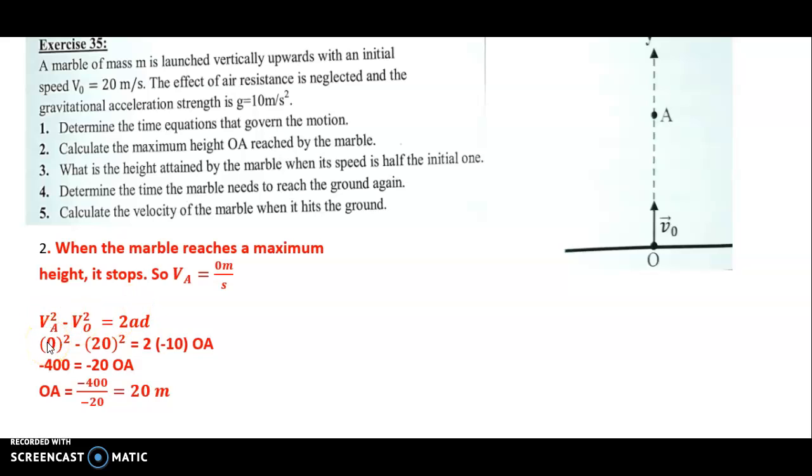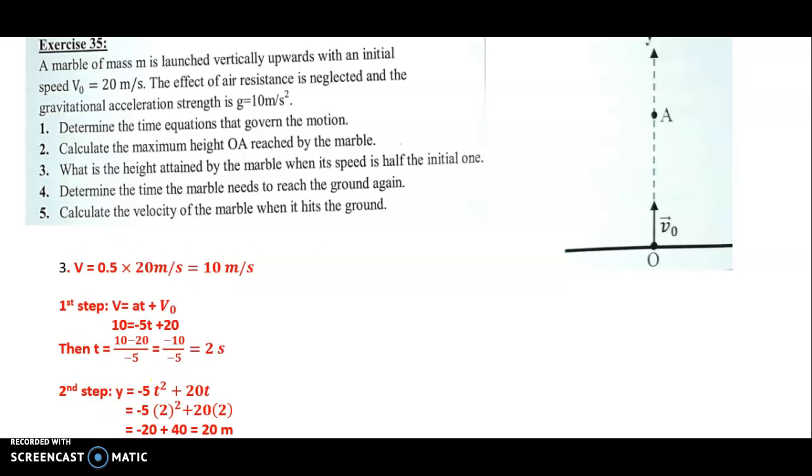vA squared minus v naught squared equal 2ad. vA is 0 because it stops at the maximum position, minus 20 squared, started at 20 meters per second, 2 into a is calculated minus 10, and the distance covered is OA, which we are looking for. So we get here minus 400 equals minus 20 OA. OA is minus 400 over minus 20, then it's 20 meters.